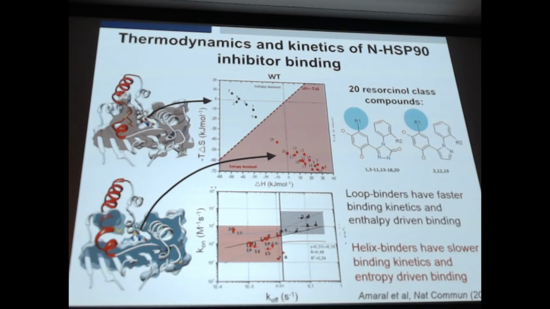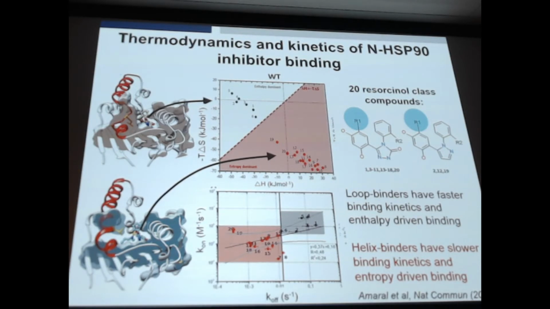So we looked at a set of 20 resorcinol class compounds, and this was work that was done together with scientists at Merck, Darmstadt, and at Sanofi. And what we found here for this set of 20 compounds, varying basically in two sites here, was that some of them, a subset, bound to the protein and showed a loop-in conformation here, and others bound to the helical conformation, in particular occupying this sub-pocket.